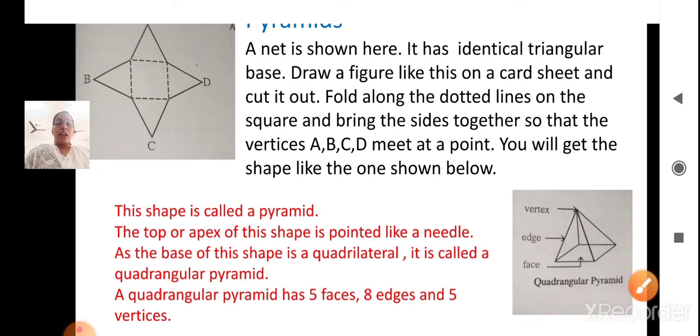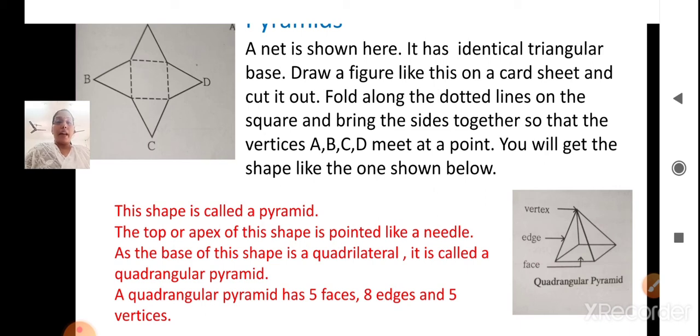This shape, you are going to do this net activity. What are you going to do? You have to draw a figure like this on a card sheet and cut it out. Fold along the dotted lines on the square so that they meet at a single point. That is A, B, C and D. They should meet at a point. You will get a shape like this shown here.